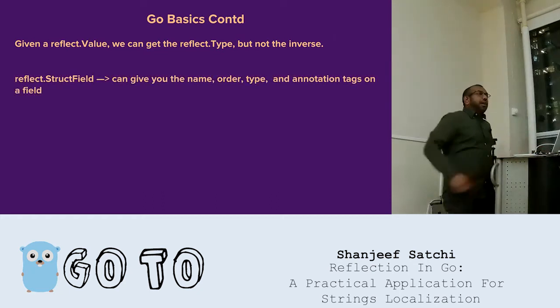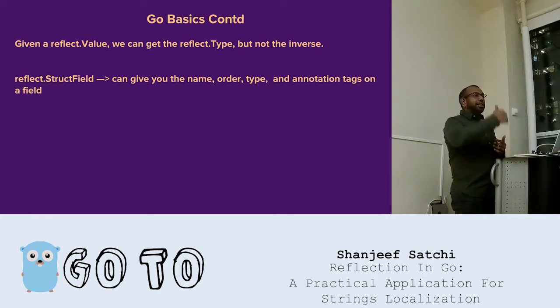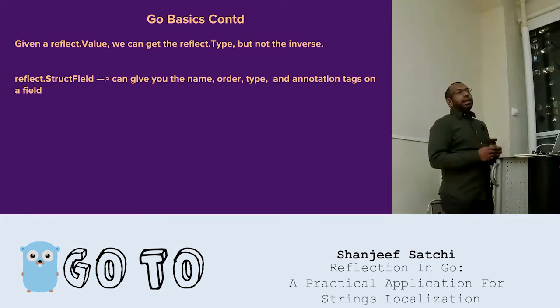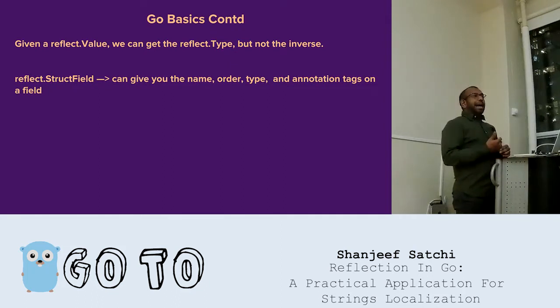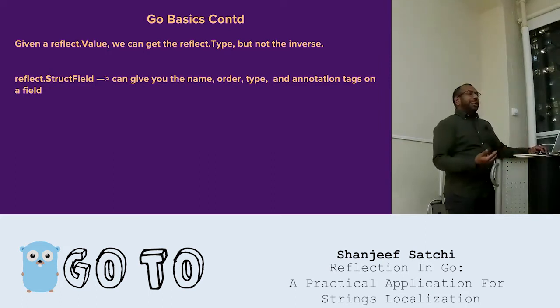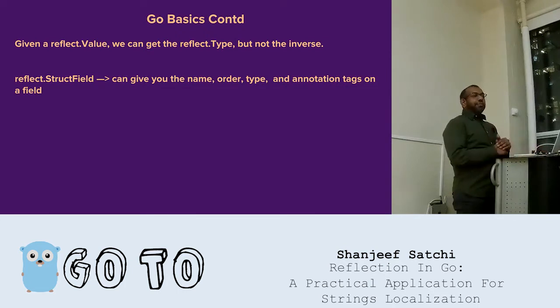Struct fields. Structs are one of the core components in Go, so we want to be able to iterate through the fields in the struct. Just make note that fields need to be exported outside the package if you're trying to access, through reflection, the properties of a struct defined in an external package. It gives you the ability to get the field name, the ordering of that field within the struct, its type, and any annotation tags you may want to append to it.